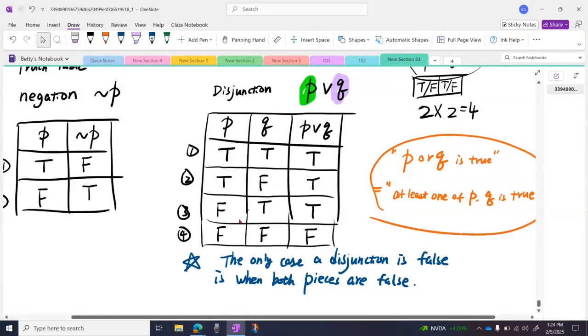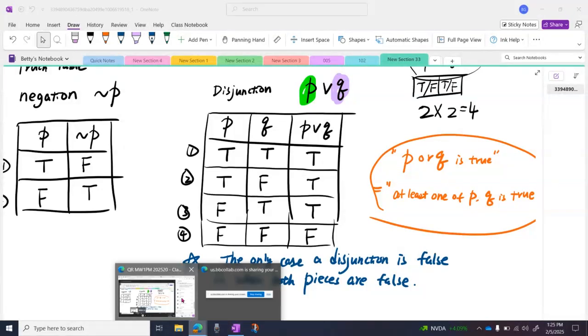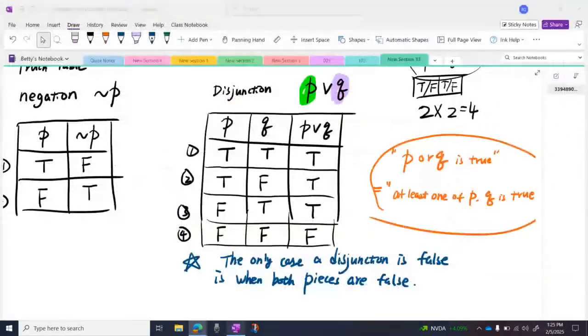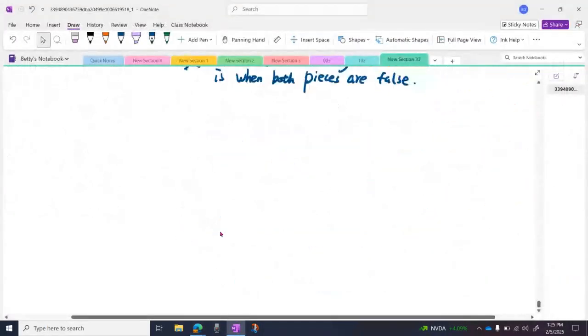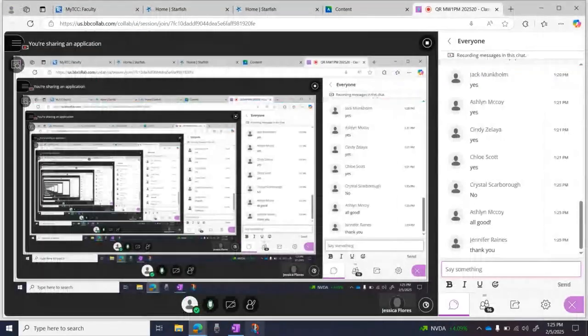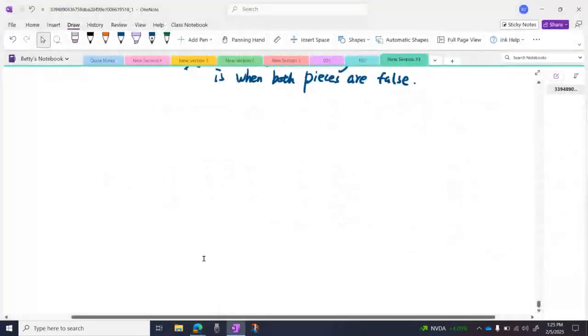That means in other cases, when the two pieces are not both false, the truth value for P or Q is true, is T. Do you guys have any questions about the truth table of a disjunction, the disjunction compound statement? Very good, perfect. And now let's look at conjunction.